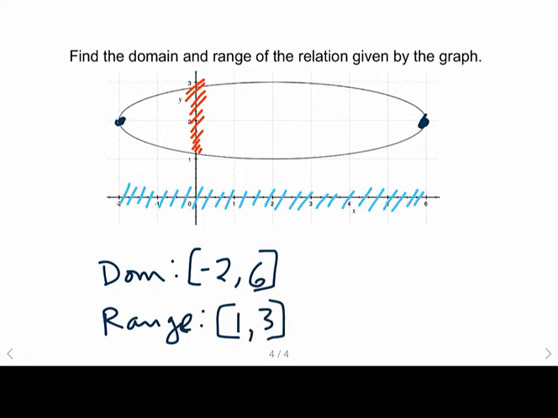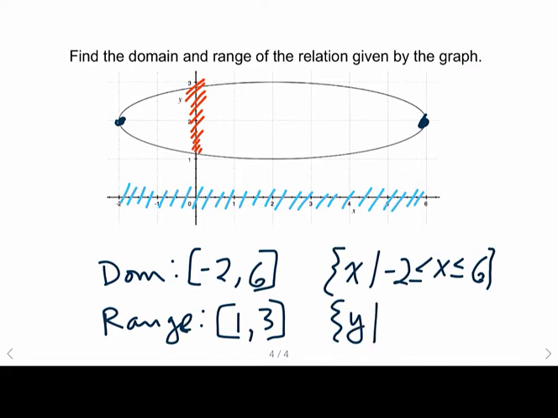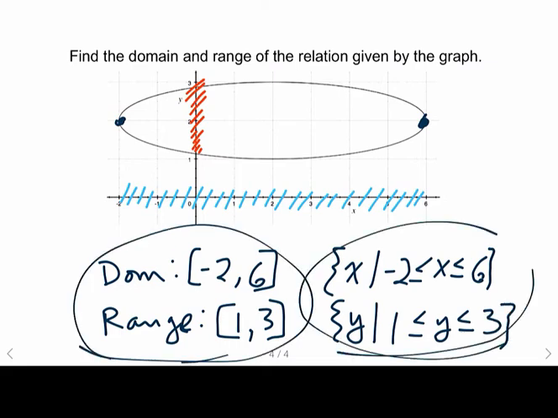We could give this in set notation as well, in which case the domain would be the set of x such that x is between -2 and 6, and the range would be the set of y such that y is between 1 and 3. Either of these would be fine with me.